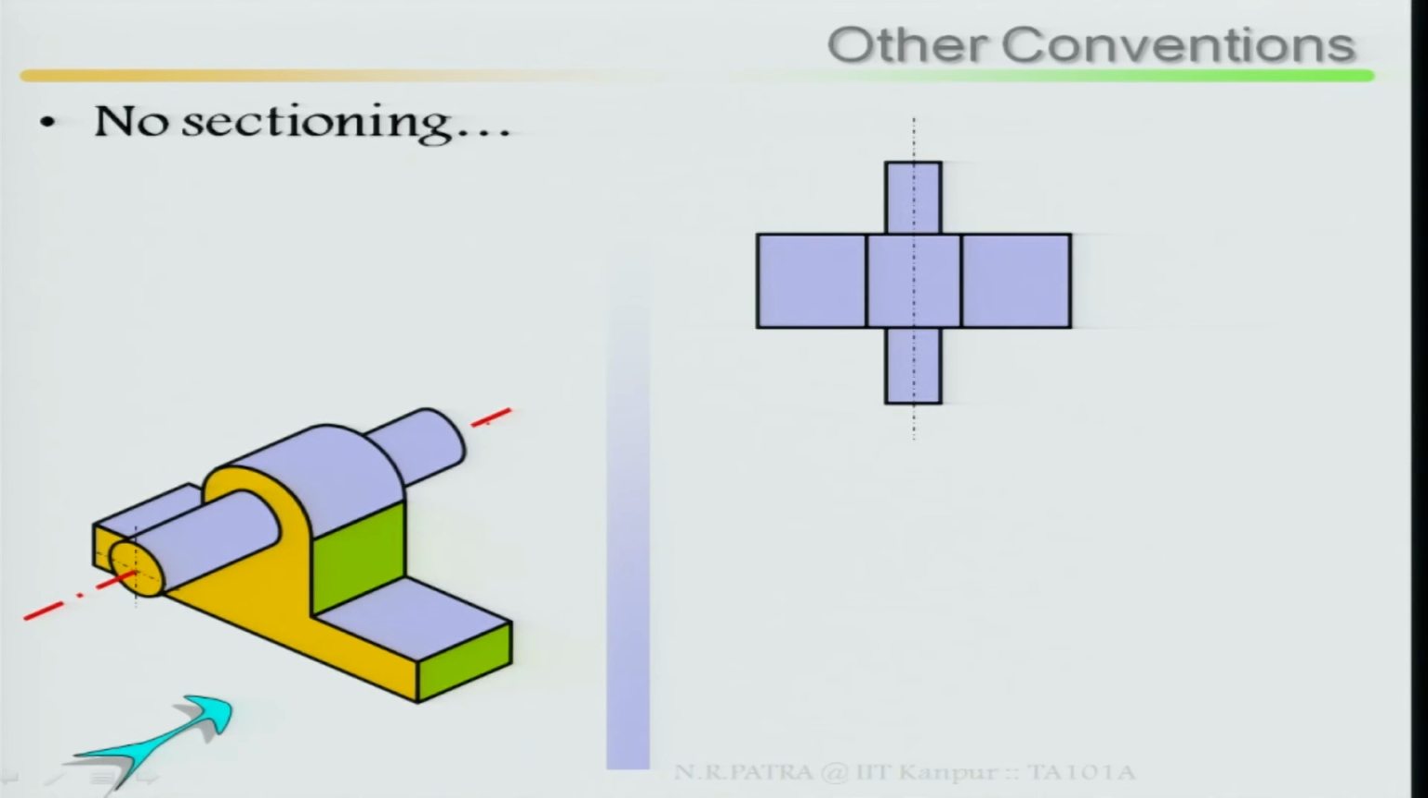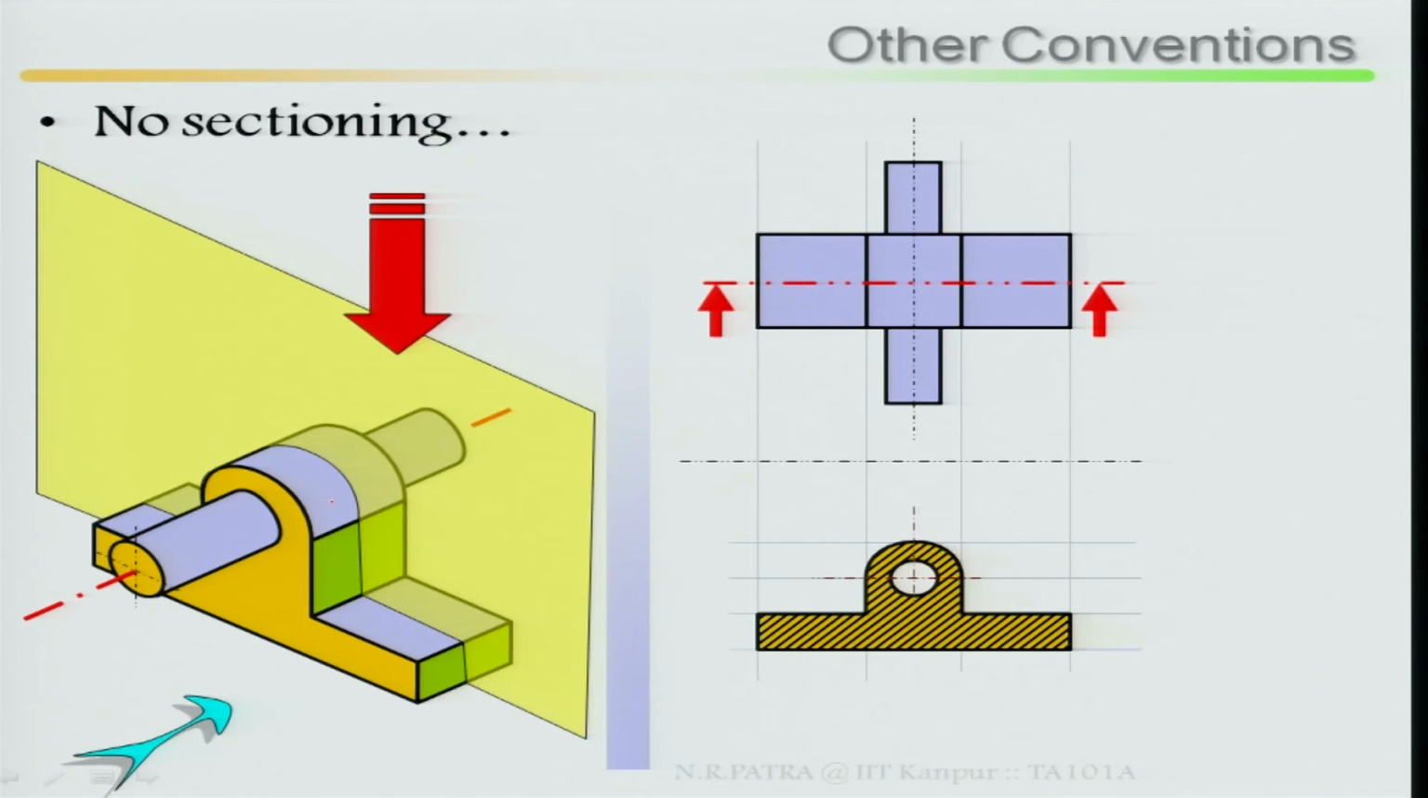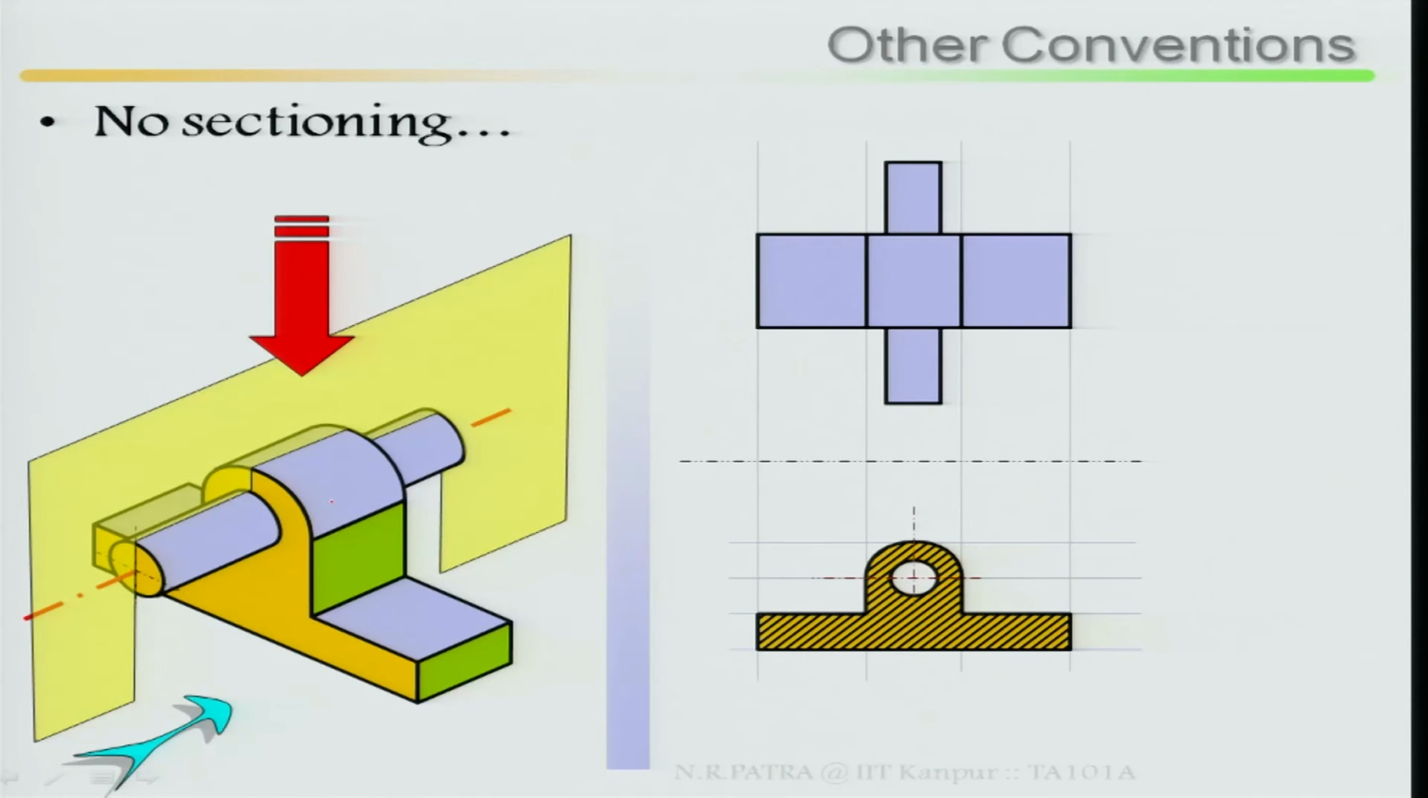Now, there is a shaft going inside the material. How does it look? I am looking from the front side, the front view. Now, this is your top view. Now, it has been cut at the center, so full sectioning has been made. How does it look? It looks like this.